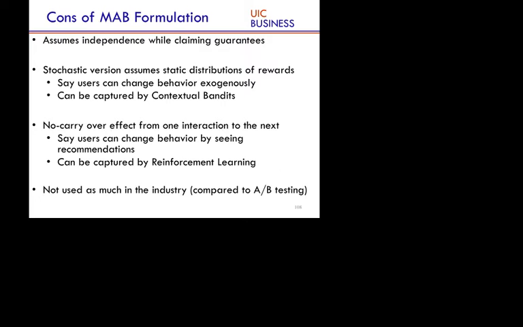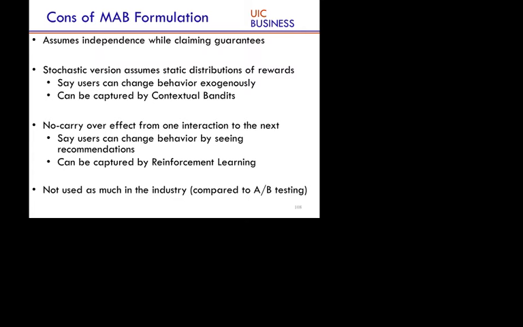It's not used much in industry compared to A/B testing, I think primarily because A/B testing has worked really well and it's quite simple. It's reminiscent of randomized control trials, so that's why you see a lot of companies doing that, and they also do multi-armed bandits, but to a lesser extent. And so let's look at the final thing, which is contextual bandits. Any questions before that?